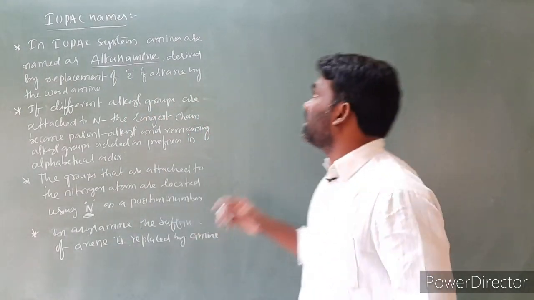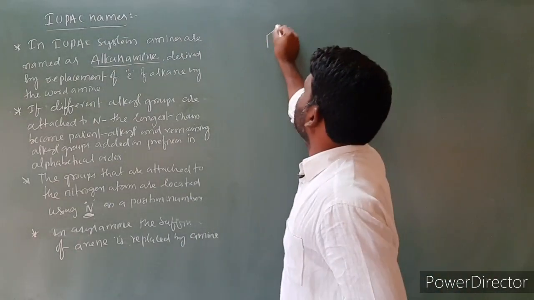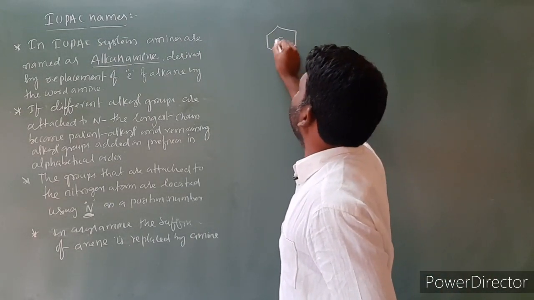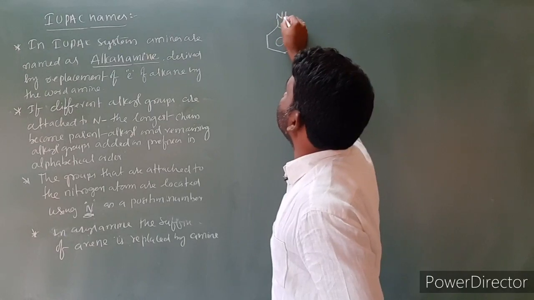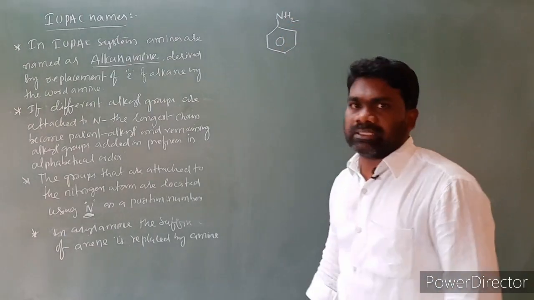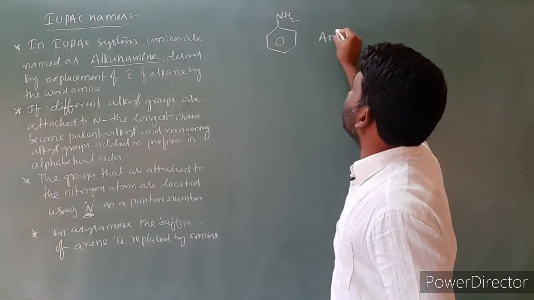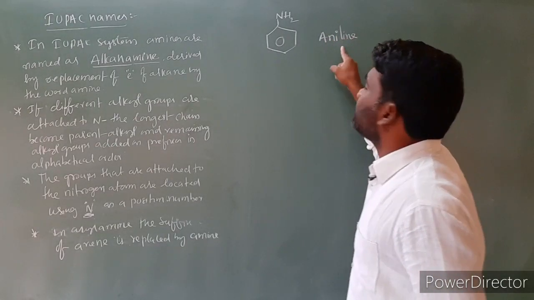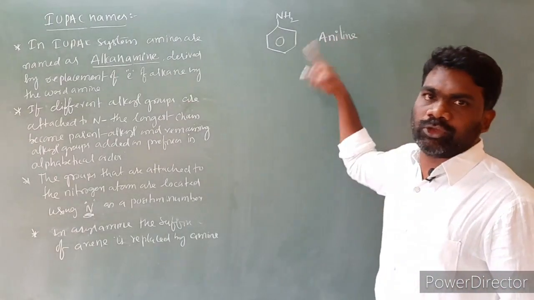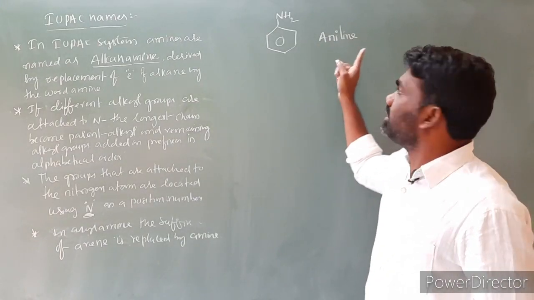Next, some aryl compounds. I am taking benzene. On the benzene ring, the NH2 group is present. What is the IUPAC name of this compound? Its common name is aniline. Aniline is a common name. It is also accepted as an IUPAC name.